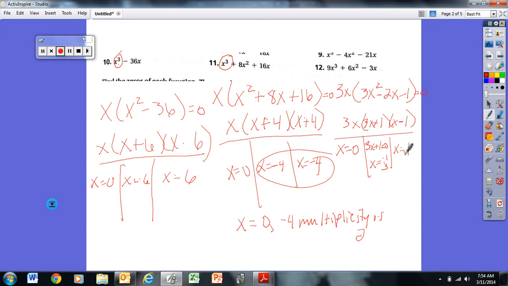The other thing I want to talk to you about is writing a polynomial given the zeros. So if I told you that the zeros were 0, 6, and negative 6, would you be able to write the polynomial? So let's talk about how to do that.